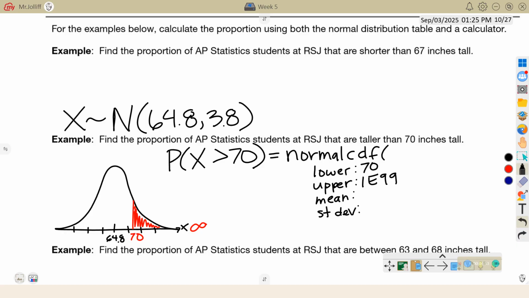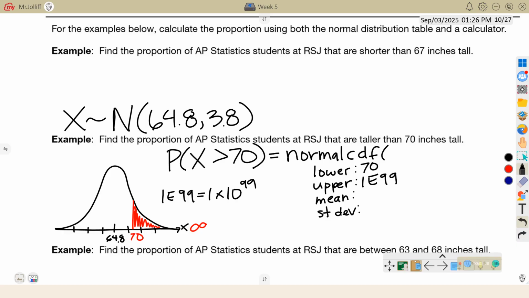Good. Mean and standard deviation we have from our distribution. Yes, Katie? I'm sorry. So the E is engineering notation or exponent, because what we're saying when we write this is we're saying that it's 1 times 10, and then the exponent on the 10 is the 99. Right, so this E is giving us the exponent on a power of 10. So it's your calculator's way of doing scientific notation.